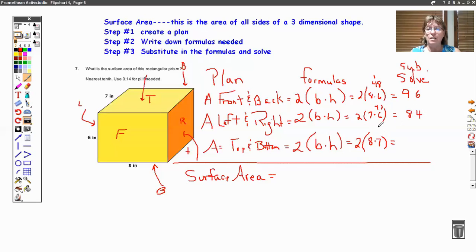The next one, 8 times 7 is 56. Then we multiply it by 2. 2 times 6 is 12. Carry the 1. 2 times 5 is 10, plus 1 is 11. And now all we're going to do is add all these together.